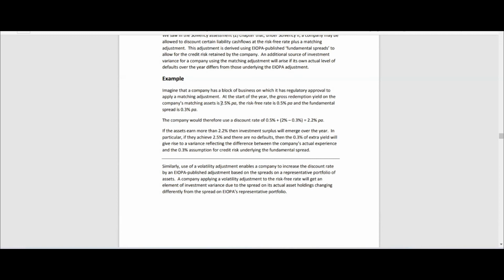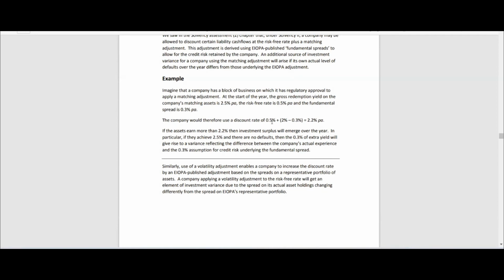It's only possible in annuity. Otherwise, because there is surrender value involved, you need to match it differently, so the matching adjustment would not be applicable. So that is the matching adjustment. The gross redemption yield on the company's matching assets is 2.5%. The risk-free rate is 5%, right? And the fundamental spread is 0.3%.